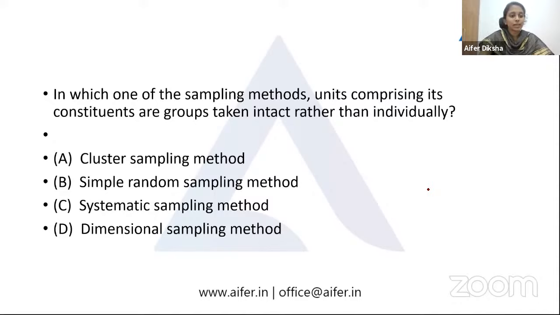First one is: in which one of the sampling methods are the units comprising its constituents groups taken intact rather than individually? That is, groups are intact. It means groups are naturally existing. Can you tell me the answer? Anybody?